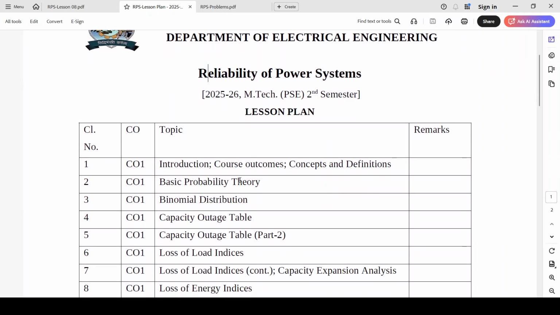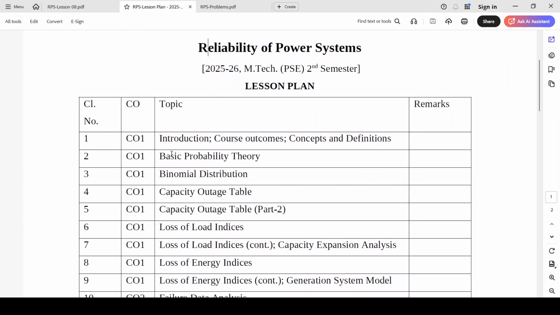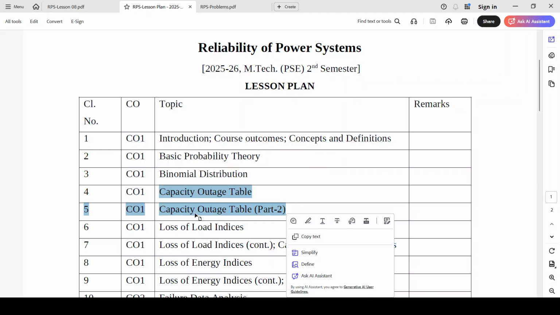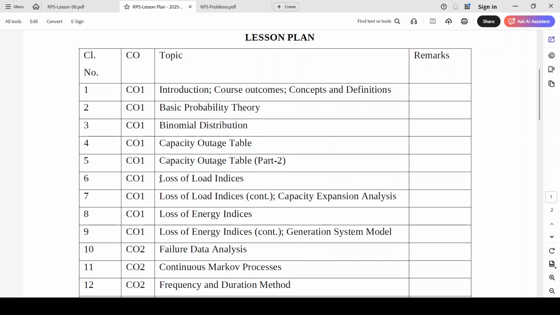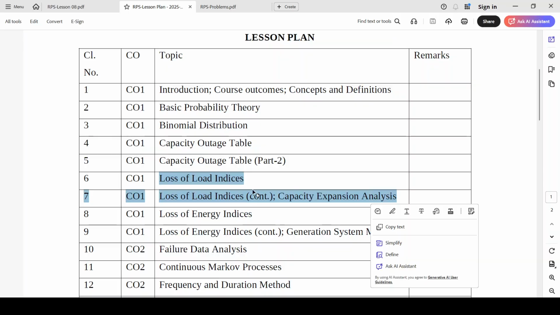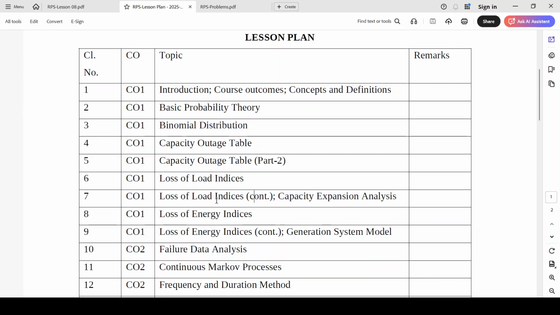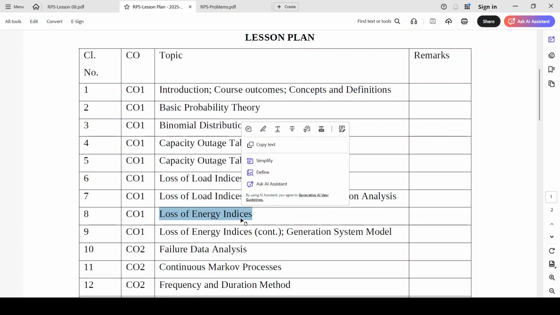So far we have discussed the basic probability concepts. Then we discussed capacity outage table. And finally we have discussed loss of load indices. Today is the last class for module 1 where we are going to discuss loss of energy indices.